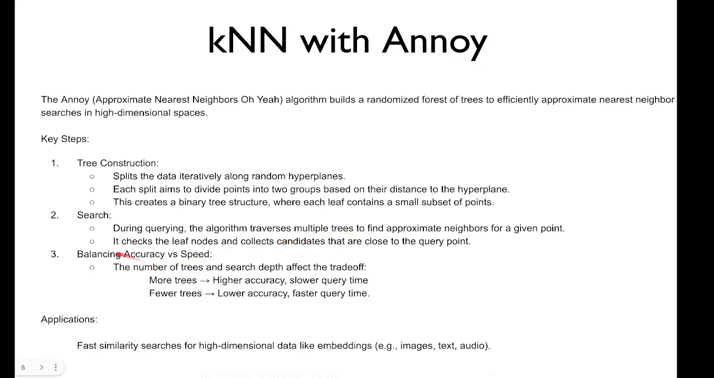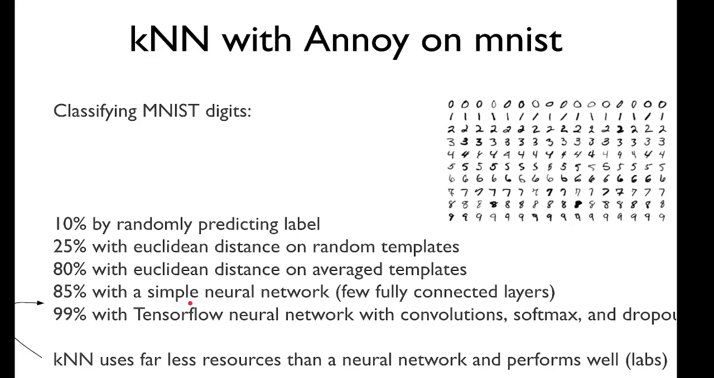And the advantage is that you can balance accuracy versus speed. The more trees you have, the higher the accuracy is, but of course also the slower the query time. And if you have fewer trees, this is exactly opposite. So the library is really very easy to use, and with a handful of lines of code, you can index the 60,000 training images of the MNIST dataset, and querying up to 10,000 also takes less than a minute. So very useful piece of software.